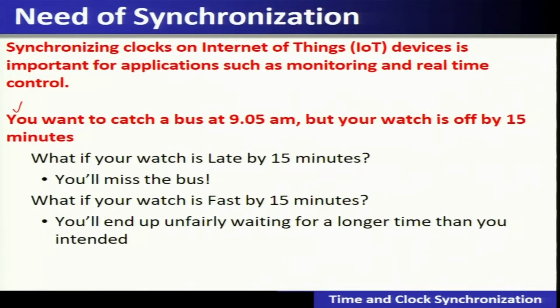You may want to catch a bus at, let us say, 9:05 am, but your watch is off by 15 minutes. What if your watch is late by 15 minutes? Then you will miss the bus. What if your watch is fast by 15 minutes? Then you will end up waiting for a longer time than you intended. Therefore, if your clock is not synchronized, one of these two events may happen.